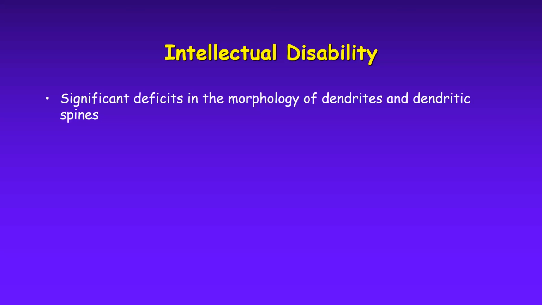Now, why they have fewer dendritic spines, there could be genetic causes, there could be environmental causes, different things like that that can cause a variety of these intellectual disorders and developmental delays.